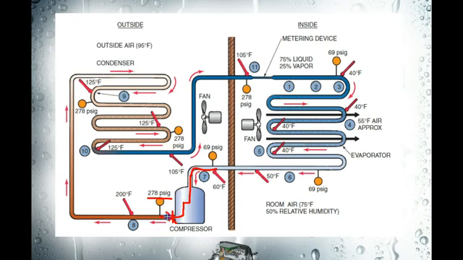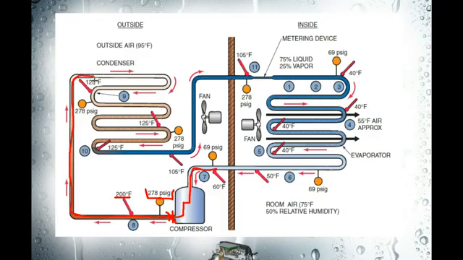So the first part of the condensing coil is the desuperheating part, and you can see here, if you look at your pressure temperature chart at 278 psig, it does not correspond to 200 degrees Fahrenheit right here at the compressor. That's because we are still in the superheated state, and we need to get rid of that superheat and drop it down to its saturation temperature.